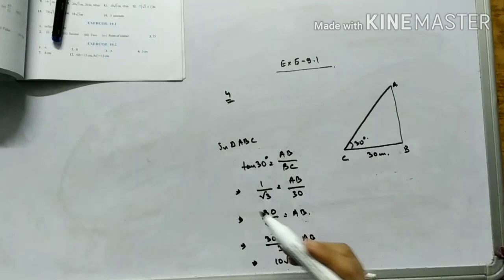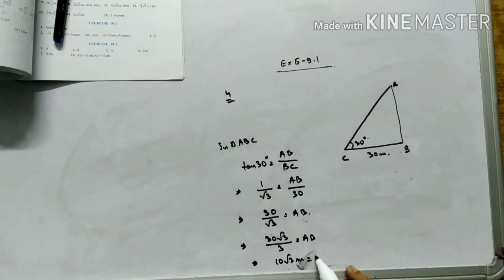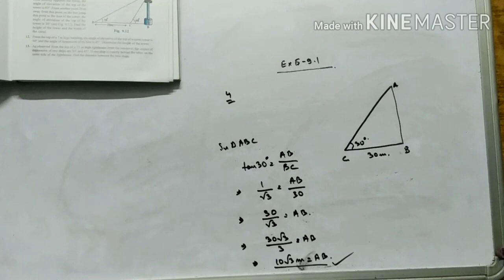Let's check the back answer. 10 root 3. You can write 10 root 3 meter is equal to AB. So therefore the height of the tower is 10 root 3 meter. Okay, next I will go to question number 5.